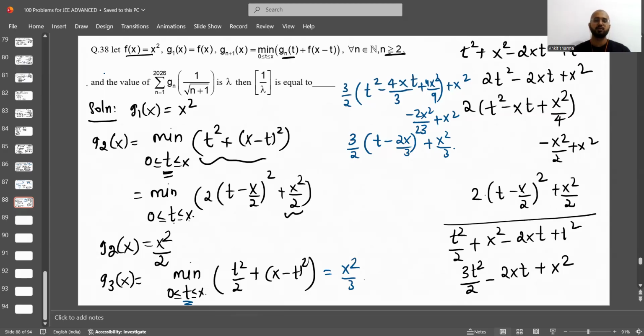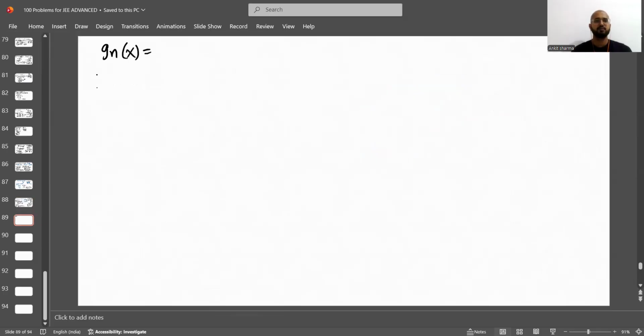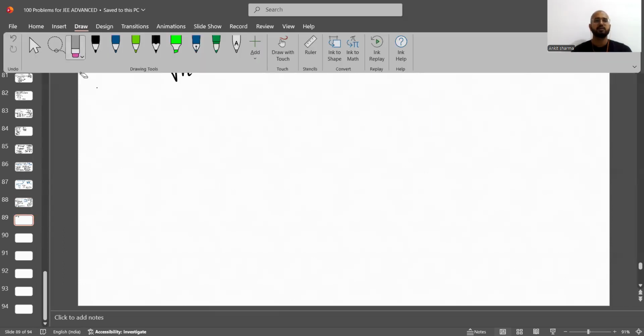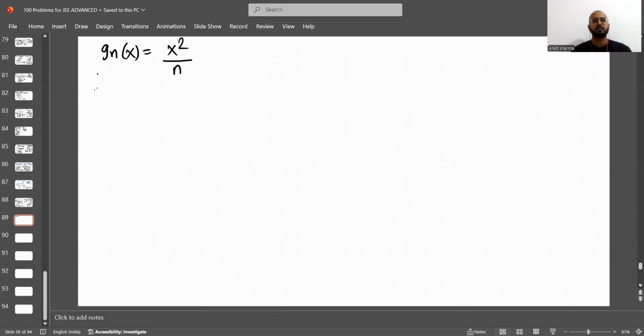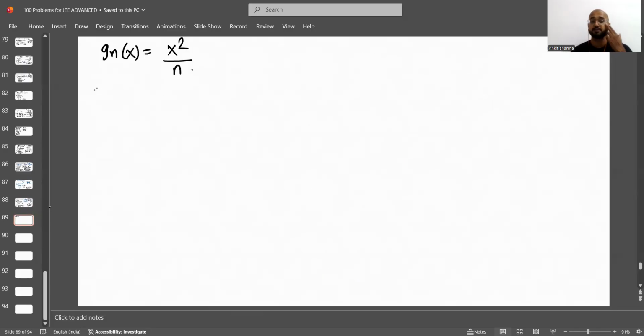That means now we can be assured that we have got the sequence which gives us the minimum. If we continue in the same direction, then we'll have gn of x equal to x²/n. So gn of x is simply x²/n, because for 2 we're getting x²/2, for 3 we're getting x²/3. So for n I should get x²/n, common sense.